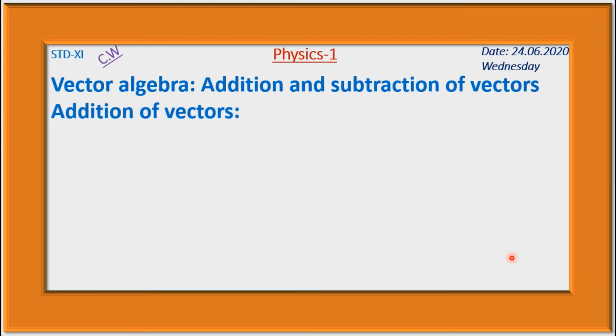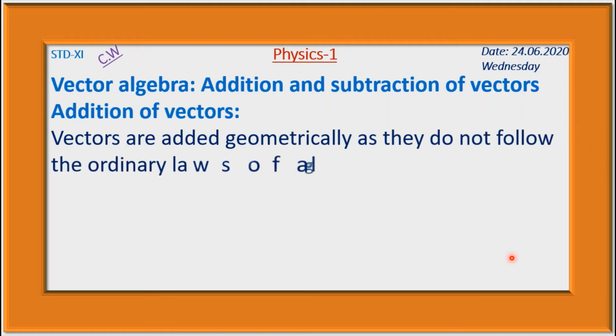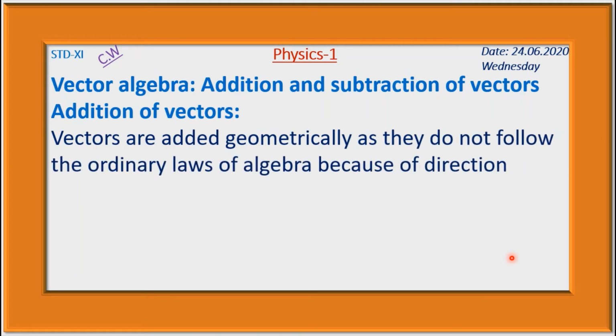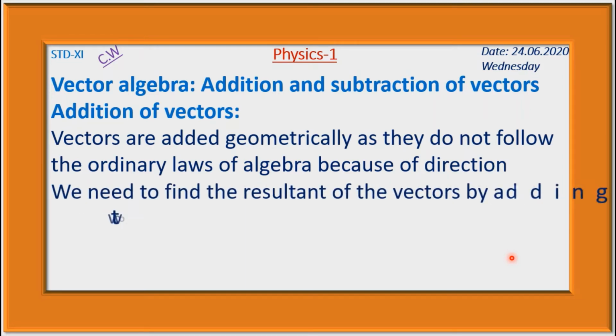Addition of vectors. Vectors are added geometrically as they do not follow the ordinary laws of algebra because of direction. We need to find the resultant of the vectors by adding two or more vectors.